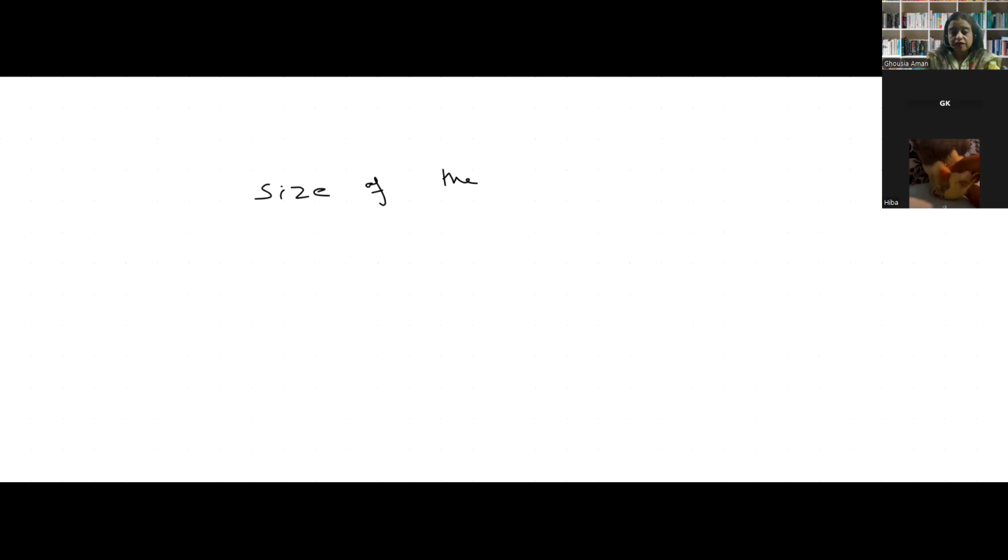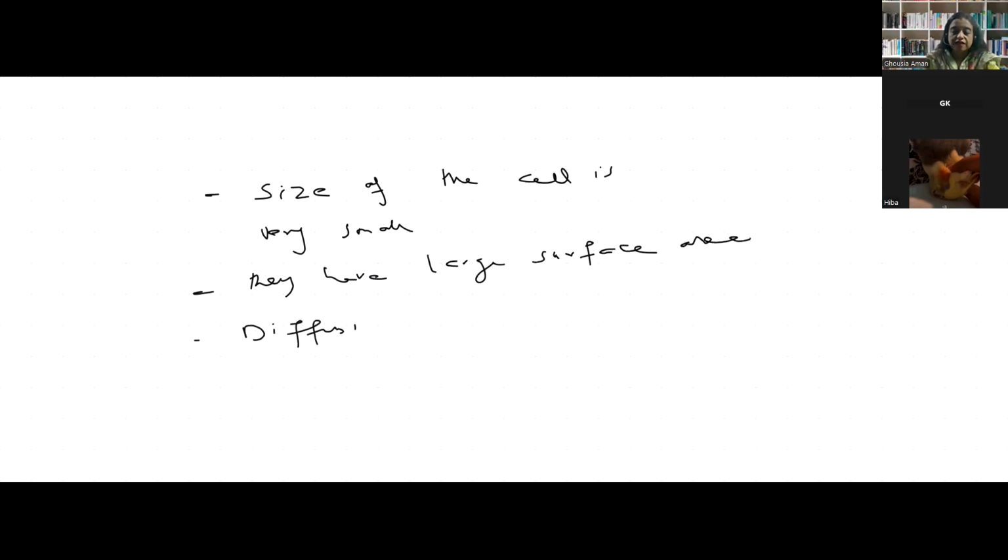Okay. So if the size of the cell is extremely small, microscopic, isn't it? Such things having a very small size have a large surface area. The cells have a large surface area, the area of their surface. And diffusion in such cases is fast, it takes place very fast. If the size of something is very small, the surface area is very large, and diffusion will take place faster.